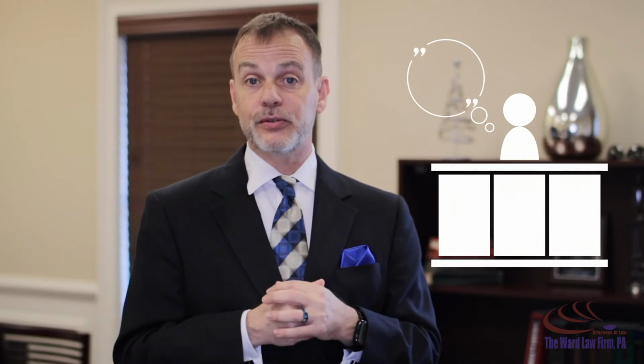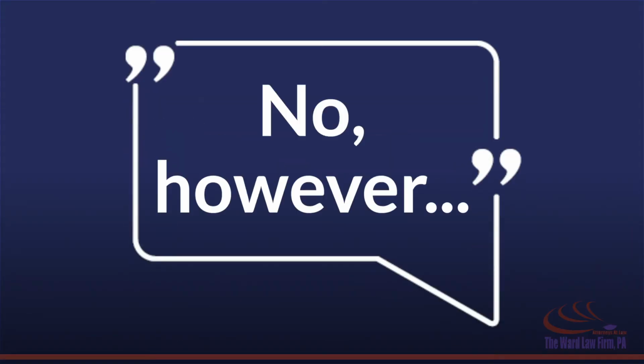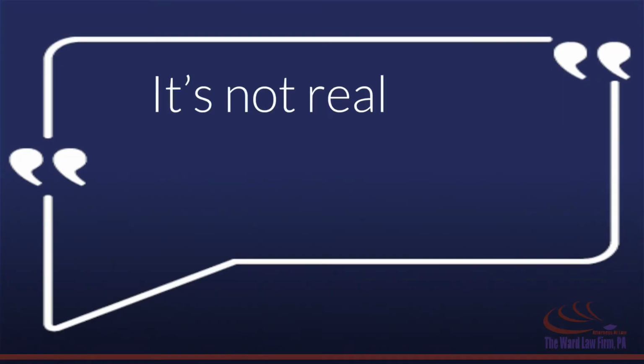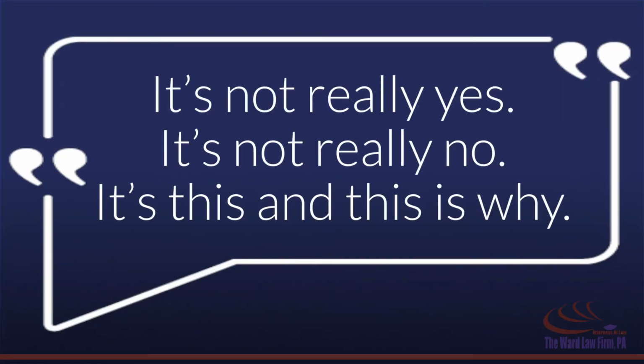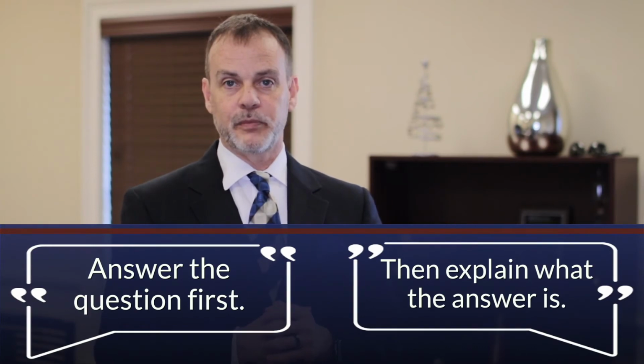There's a couple of different ways to handle it. The first one is to simply pick the answer that is the most correct and then explain why it's not entirely correct. Okay, so yes, but, no, however, those kinds of things. The other way to really handle these sorts of things is to state outright, it's not really yes, it's not really no, it's this and this is why. Okay, so again, you notice, consistent with what we talked about in our third video, I'm answering the question first and then I'm explaining what the answer is. So this is something that can help you get out of that trap when you're given an A-B choice and really the answer is C.